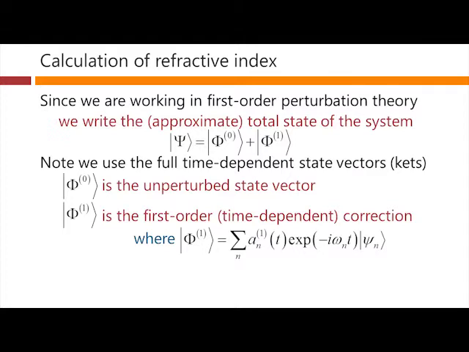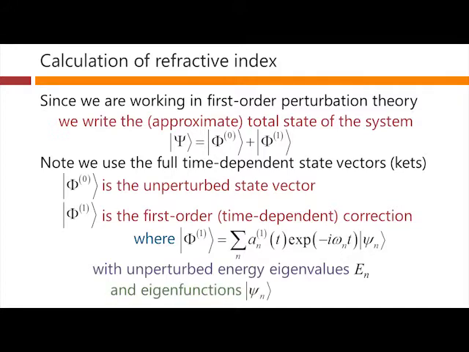And, of course, from our perturbation theory, we know what that is. If we can calculate these expansion coefficients here from our first-order perturbation theory, then this whole ket here for the first-order time-dependent correction to the wave function will be given by this expression. It's just an expansion. And the unperturbed energy eigenvalues, En, of course, are associated with this omega n here, and the eigenfunctions are psi n. The energy En is just h bar times omega n.